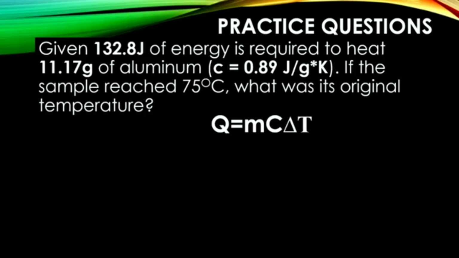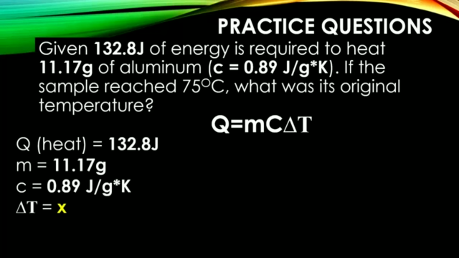Here is another question where we're given 132 joules of energy to heat 11.17 grams of aluminum, whose specific heat capacity is given. If the final sample reached 75 degrees Celsius, what is the original temperature? So the first thing we'll have to do is set up a variable table. It is easiest if we have delta T be our X. Remember, we cannot use 4.18 because this is not water, this is aluminum. Each sample has a unique specific heat capacity.